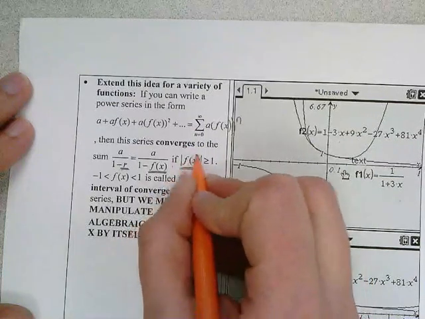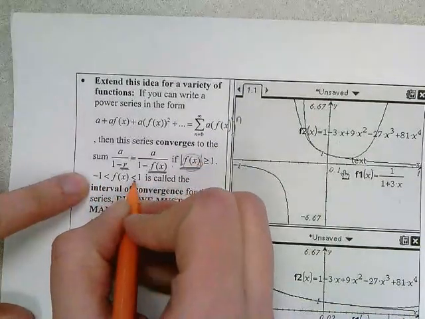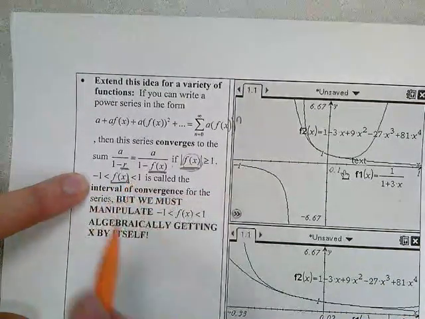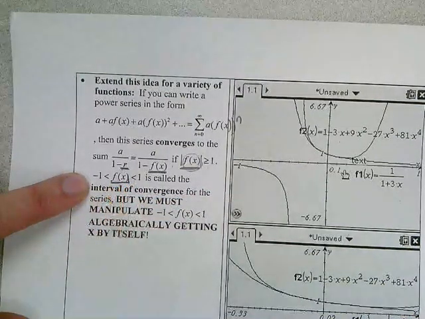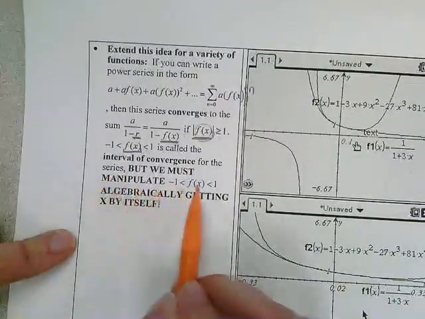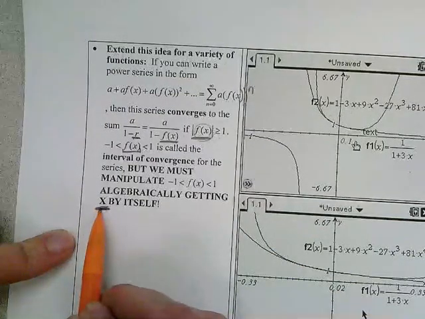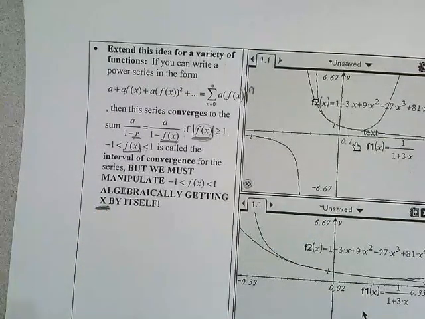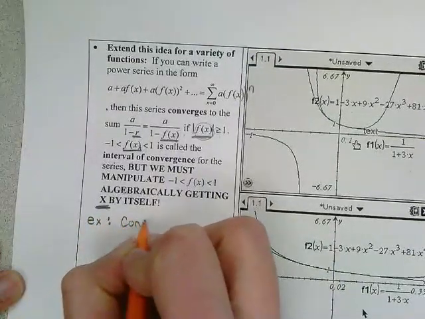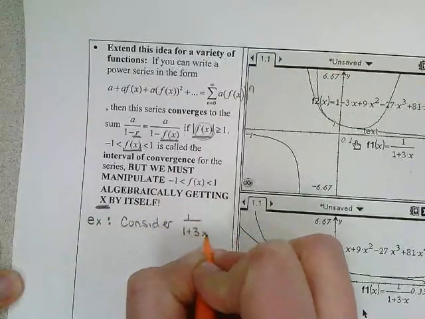And to figure this out, we need to use this setup for the interval of convergence and simplify, if we have to, to get our r, what we did in class today. For the series, we must manipulate this algebraically, getting x by itself. So when we get x by itself, then we know what our r is. So here's our example. Let's consider 1 over 1 plus 3x.